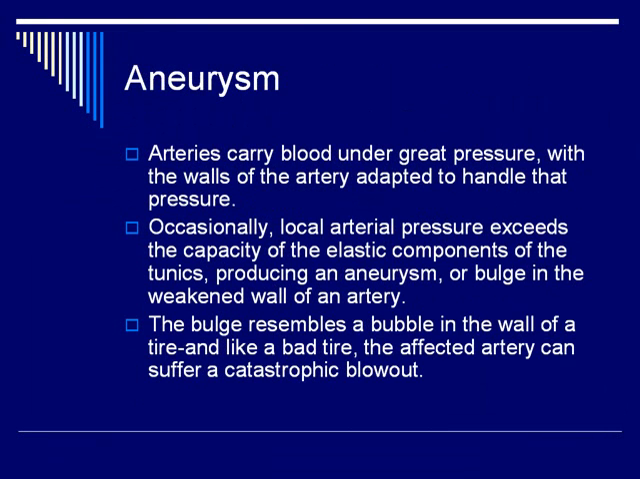An aneurysm typically is a weakening in the vessel wall. Arteries that carry blood under great pressure, such as the aorta, where the walls in the arteries are adapted to handling this pressure, sometimes can undergo compromise. Occasionally, local arterial pressures exceed the capacity of the elastic component of the tunics, tunica media, tunica adventitia, tunica externa, and produce an aneurysm or a bulge in the weakened wall of the artery.